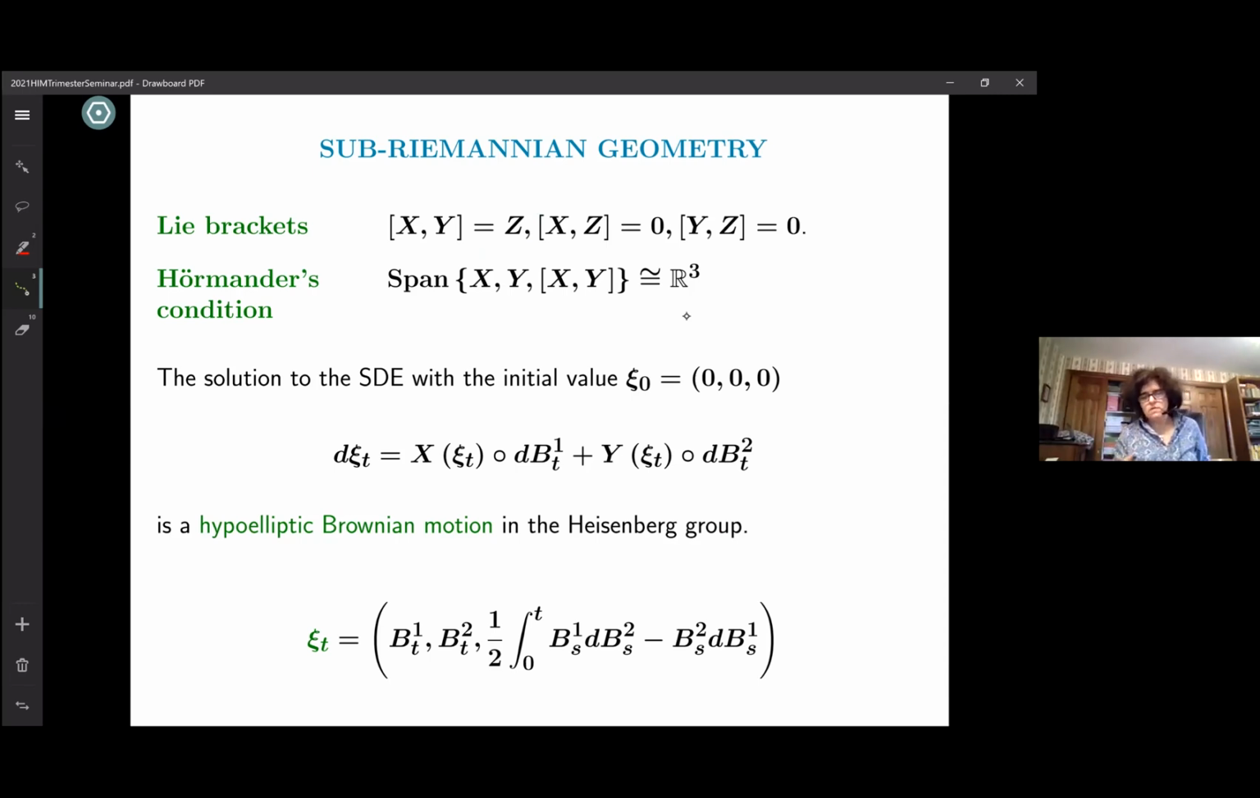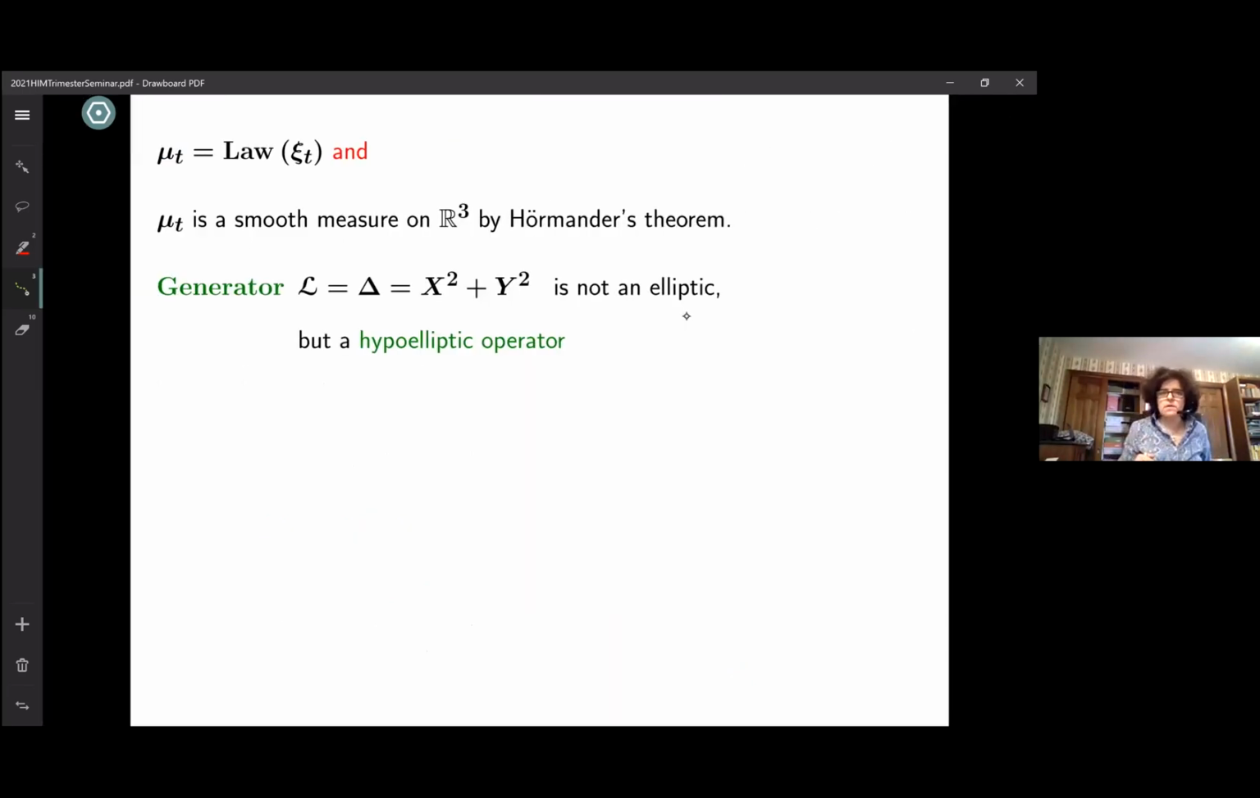Okay. So then we can solve a very similar SDE to what we had previously, except that, as you can see here, we have only two independent Brownian motions. We don't have the third one, and the component you have in the last one is just the Lévy stochastic area. So it seems very similar, and at this point you don't see a huge difference from what we had before. The difference is that, yes, mu_t, the law of this stochastic process, is a smooth measure on R^3 by Hörmander's theorem of '67. But the generator is not an elliptic operator, it's a hypoelliptic operator. So it has the smoothness properties, but all the PDE techniques that I mentioned in the beginning of the talk are not easily applicable here. So the geometry that corresponds to this operator is not Riemannian geometry, it's sub-Riemannian geometry.